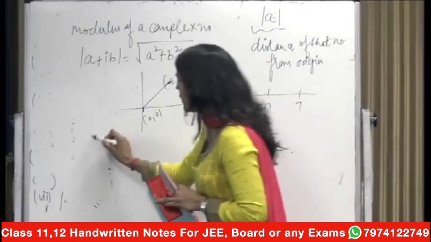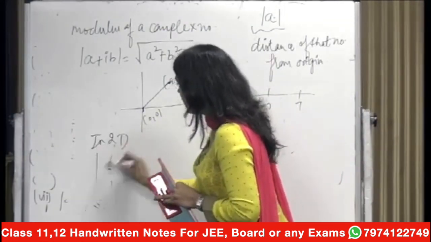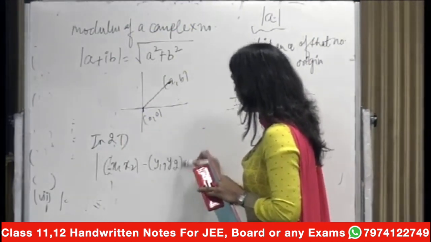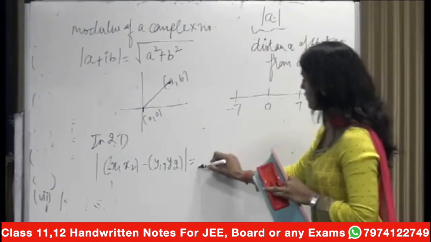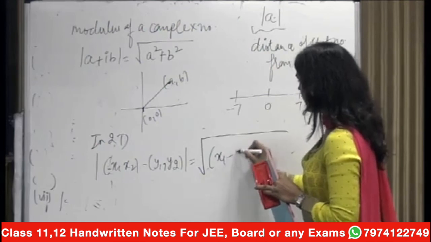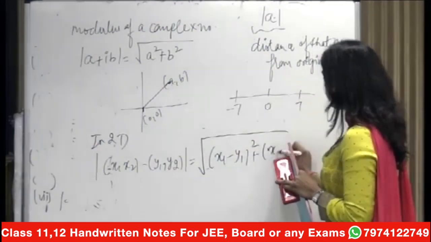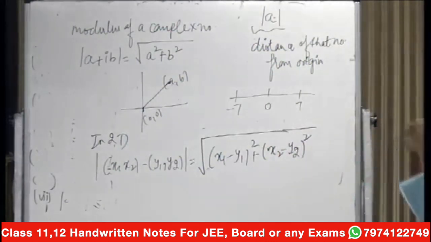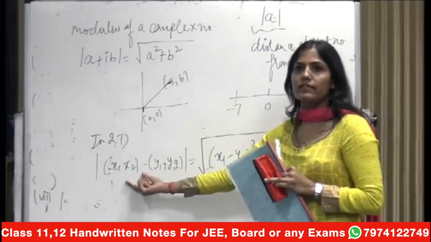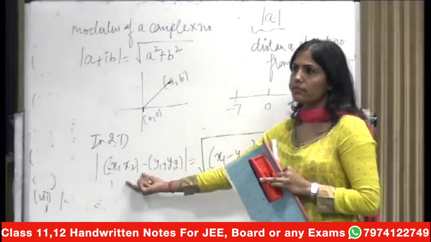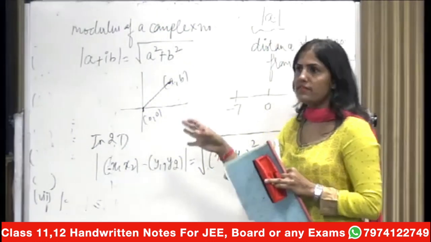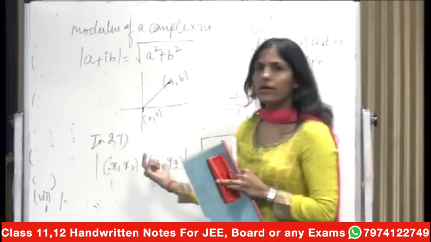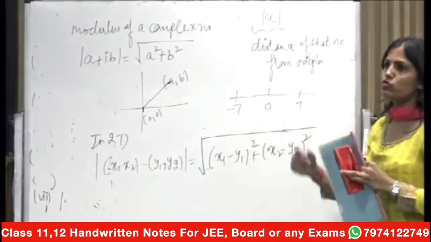So now in 2D, if I ask you, for any 2 points x1, x2, how do you write the distance between them? x1 minus y1 whole square plus x2 minus y2 whole square, under root. This is how you write. So modulus means that distance. Modulus means distance. Here, if nothing is mentioned, it means it is from origin. If 2 points are given, then it is understood as the distance between those 2 points. Is it fine?